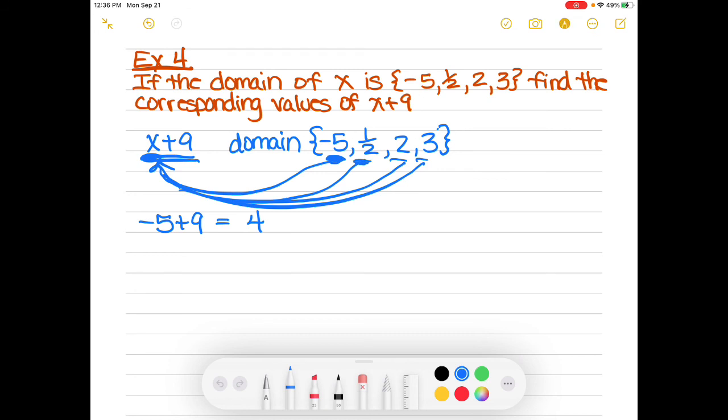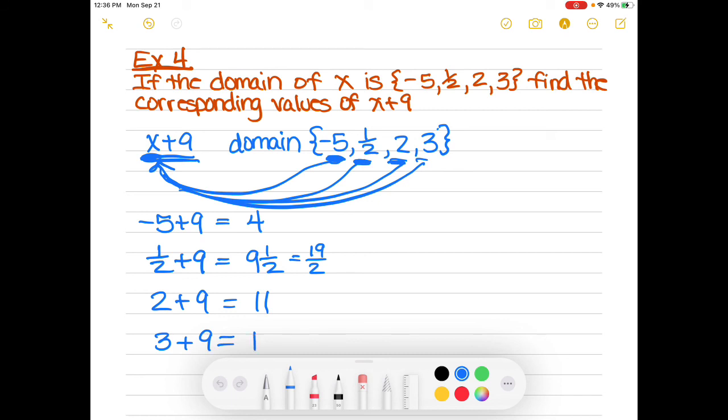Now I'm going to do the same thing with the half. I put 1/2 plus 9 is equal to, now that's 9.5, but remember in algebra we don't usually write it like that. On this one I'll just allow it because it's easy enough to do it that way. But if you were to write 19/2, that would work also. Okay, next one is 2, so I'm going to put the 2 in place of the x. And 2 plus 9 is 11. And my last one is 3, so 3 plus 9 is 12.